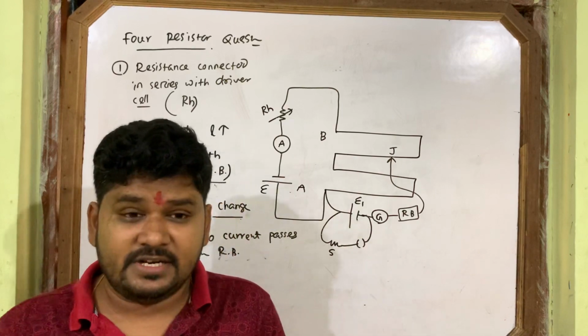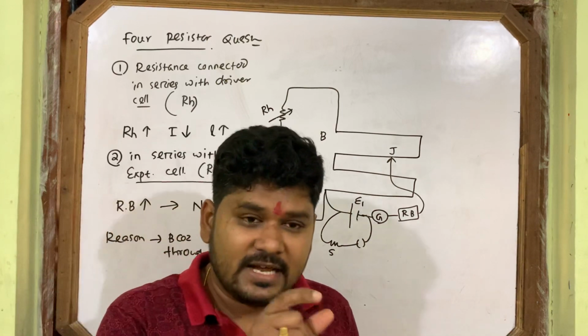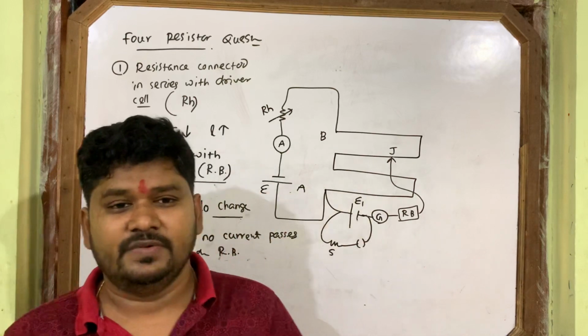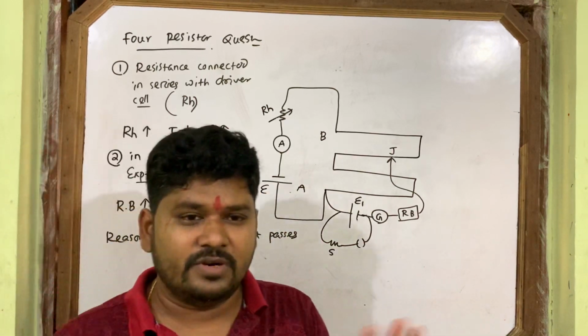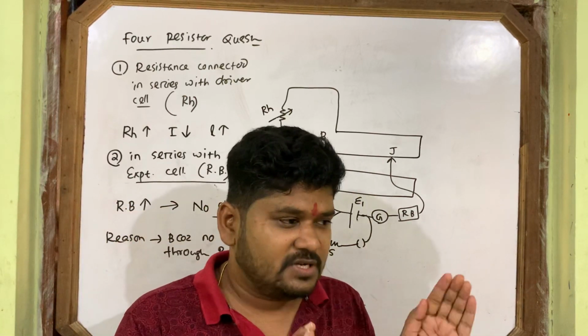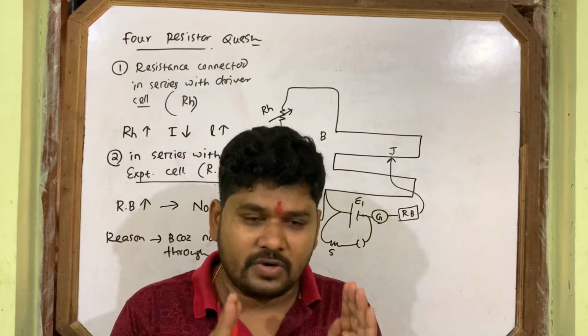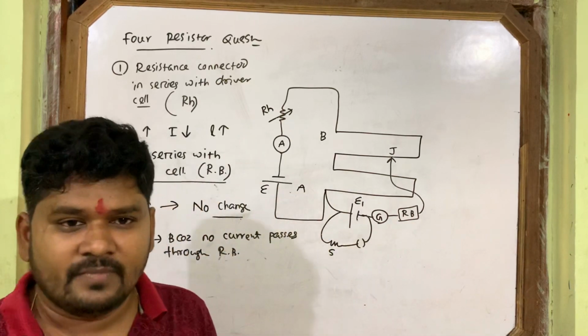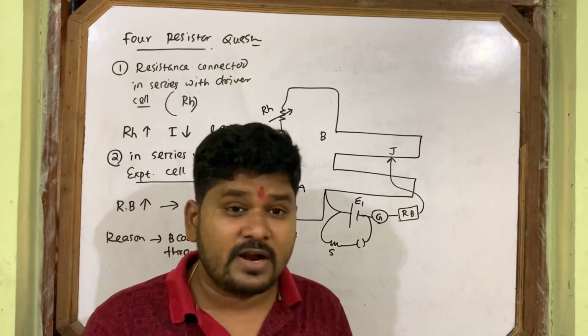Why is the resistance box connected? To protect the galvanometer. Write these 3 words and you will get 1 mark. Nothing more is required to write. Why is the resistance box connected? To protect the galvanometer. If you connect this resistance box, then what will happen?